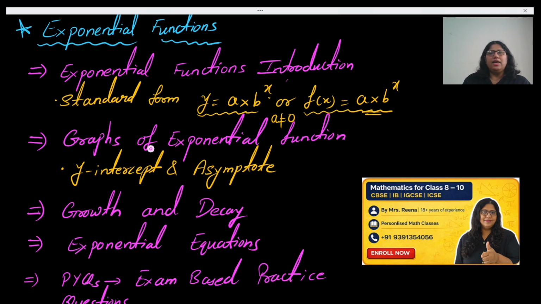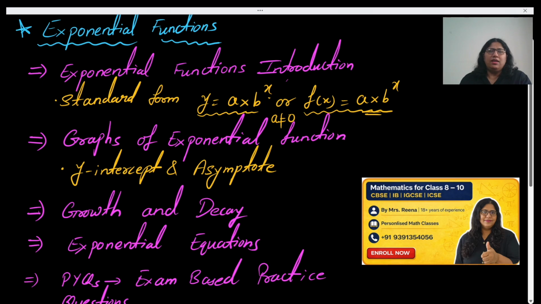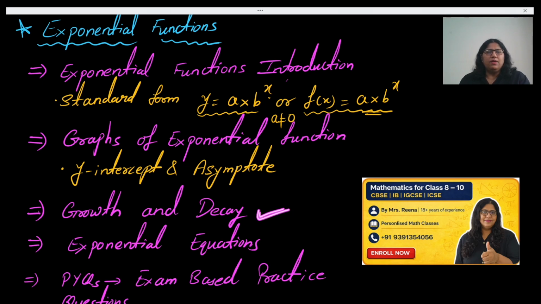Then after that we will see how the graphs are made for these exponential functions, because graphs are very important. You will see later on how we use the graphs in the transformation topic also. Then you will see growth and decay. You have learned the compound interest formula, and you use the same formula for exponential growth, or exponential increase or decrease. Then we will see what an exponential equation is, how we simplify those equations, and then we will take some past paper questions, exam based practice questions also. So let us start our session here.